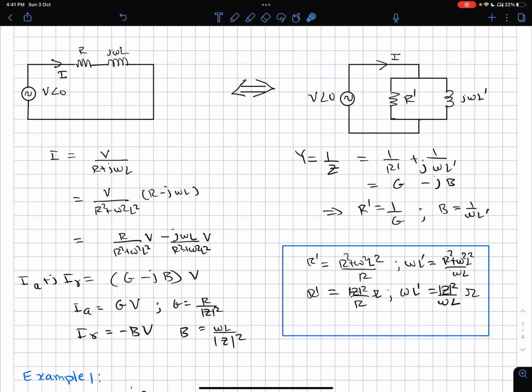So from there we get that R dash is equal to, substituting for the G part here, mod of Z square by R, or in other words R square plus omega square L square by R. Similarly, omega L dash will become mod of Z square by omega L, in other words R square plus omega square L square by omega L.